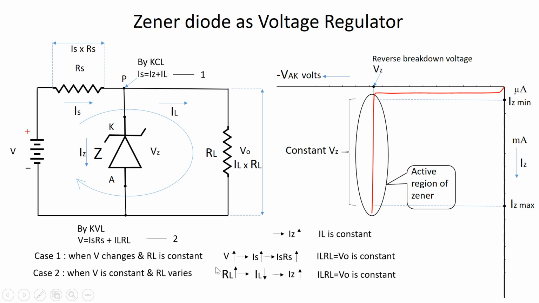In both the cases, the variations of supply voltage and the variations of the load current, meaning the load resistance, the Zener diode along with the series resistance takes a very important role in maintaining the output voltage V0 constant. This is how the Zener is put into action as a voltage regulator in this circuit.